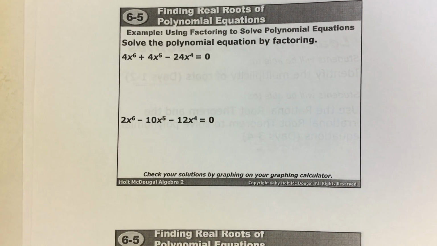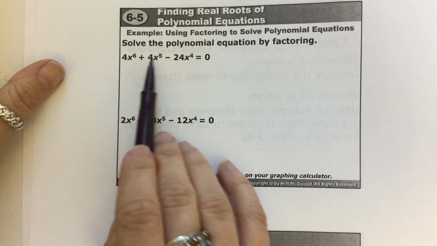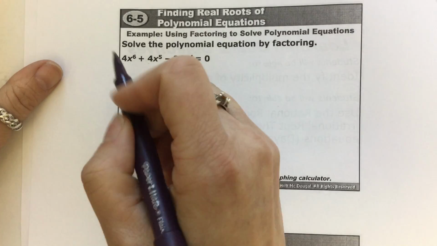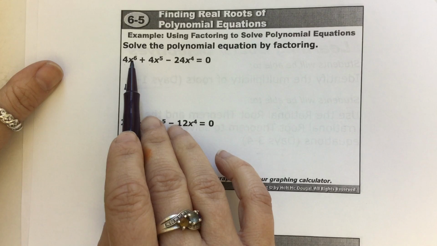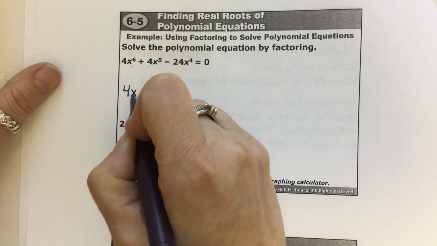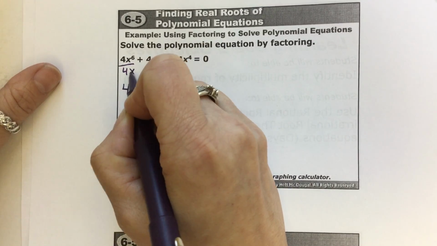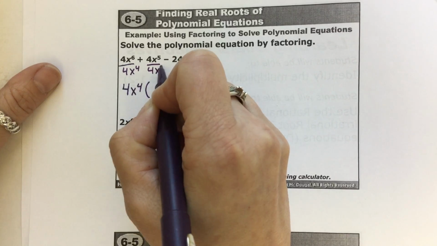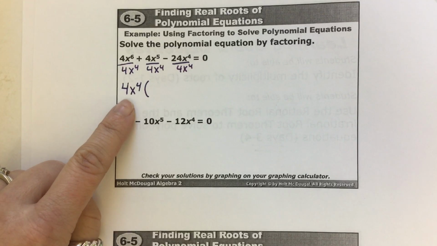Step 1, when you are factoring, you always want to look and see if all of your terms have something in common that you can divide out. In this case, 4, 4, and negative 24, they are all divisible by 4. Now, if I look at the x's, this term has 6 x's, this has 5, and this has 4. So I am able to remove 4 x's from each group. So what you do is I put the 4x to the power of 4 on the outside. Whatever they have in common goes on the outside.